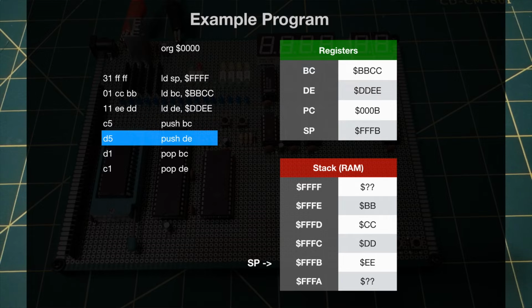If we execute the next instruction, the same thing happens again, but this time with the DE register. We can now see the stack pointer has decreased by another 2, and the contents of register DE are now effectively what we call pushed onto the stack. They're now sitting in the memory locations FFFC and FFFB. So what's happening is the stack is growing, but it grows downwards.